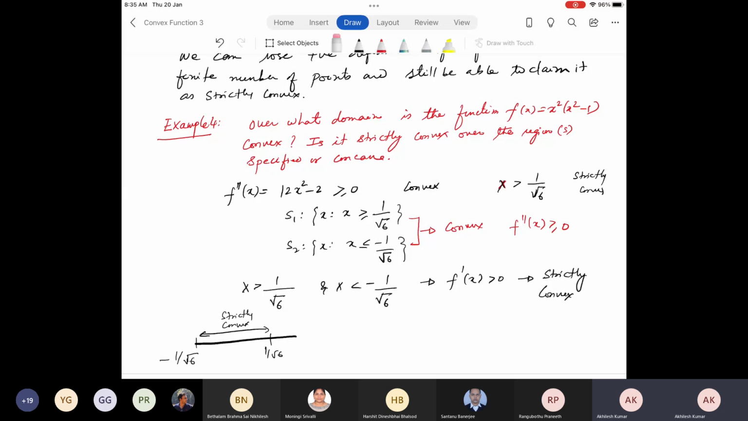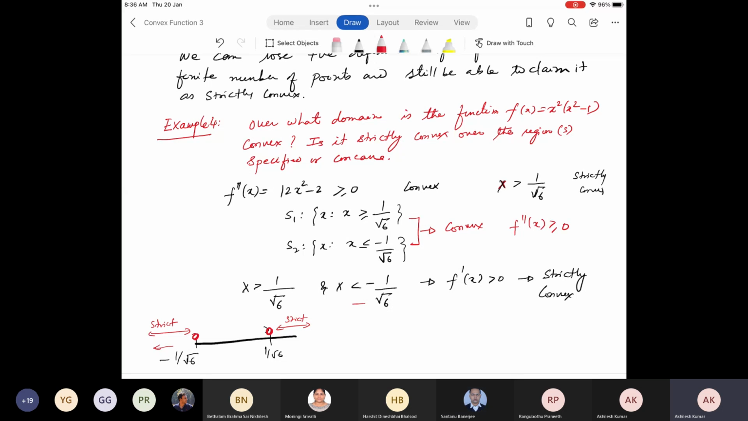X is greater than, this is the other way. This is convex and this is strict. Is it right now? Yes. X greater than 1 by root 6, it is strict. X less than minus 1 by root 6. X greater than or equal, no. Sir, only at the exact points of 1 by root 6 and minus 1 by root 6, excluding that, it is strictly convex, and including that, it is convex.